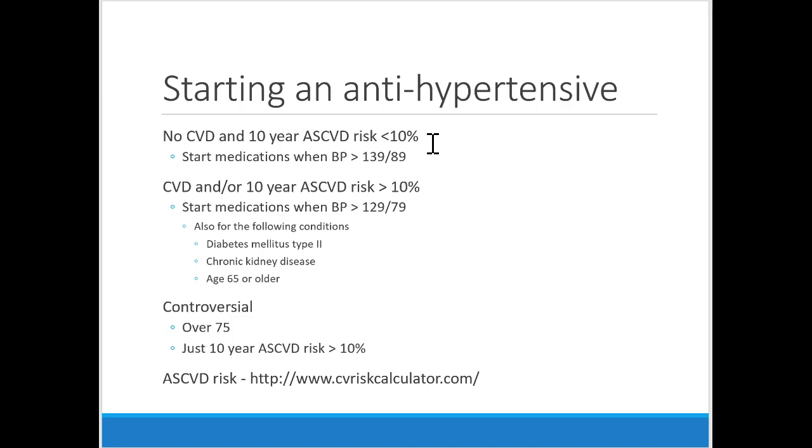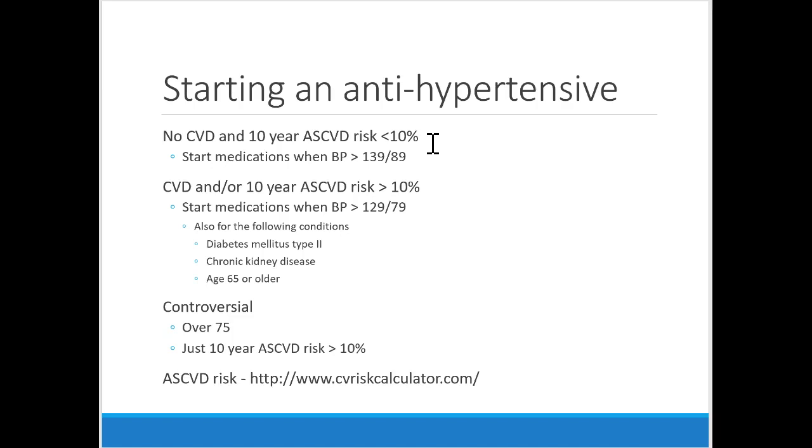If you have cardiovascular disease or a 10-year risk greater than 10%, you want to start medications when the blood pressure gets above 129/79, and also for the following conditions. People who have diabetes, chronic kidney disease, or are age 65 or older, they recommend starting that. The reason being is because all those criteria have higher risks for other complications.